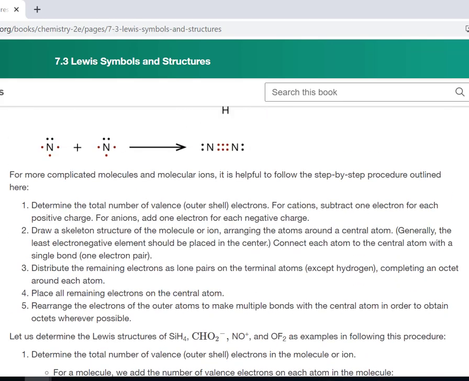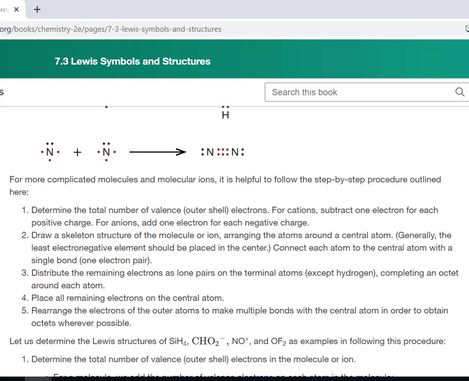And then the third step: distribute the remaining electrons as lone pairs on the terminal atoms, completing an octet around each atom. So let's talk about that. When we say terminal atom, what we mean is any atom that is not the central atom. The exception there is hydrogen. Of course, hydrogen only needs the one bond to satisfy the octet rule for it.